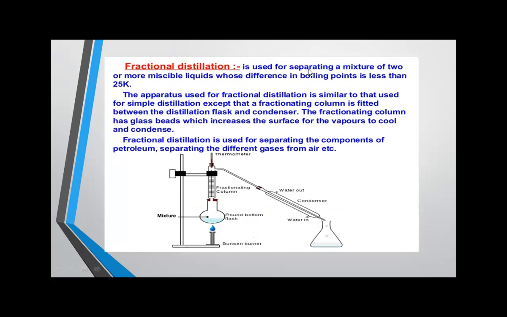Fractional distillation is used for separating a mixture of two or more miscible liquids whose difference in boiling points is less than 25 Kelvin. The apparatus used for fractional distillation is similar to that used for simple distillation, except that a fractionating column is fitted between the distillation flask and condenser. The fractionating column has glass beads which increase the surface for the vapors to cool and condense. Fractional distillation is used for separating the components of petroleum, separating the different gases from air, etc.